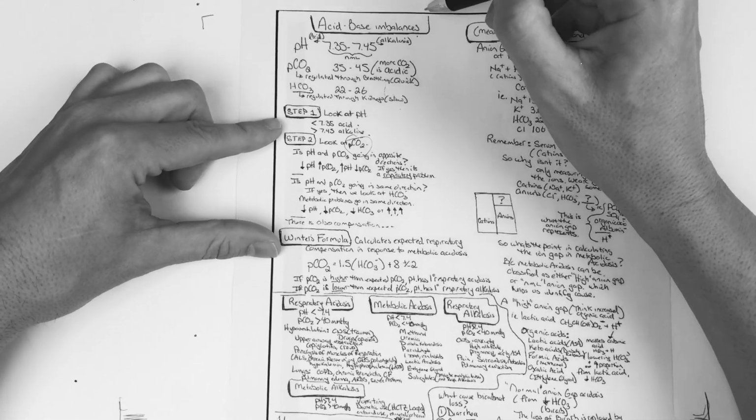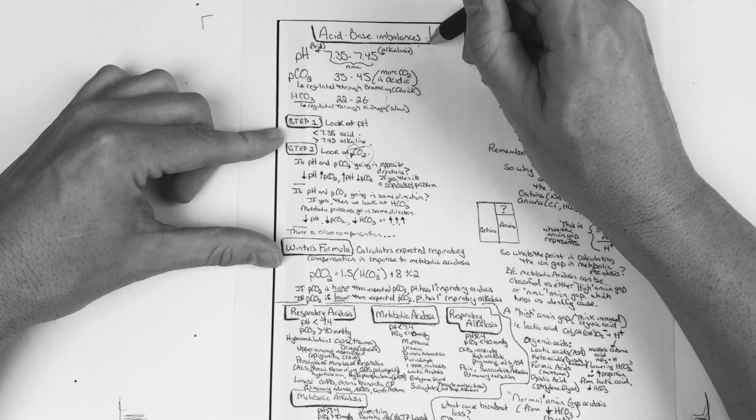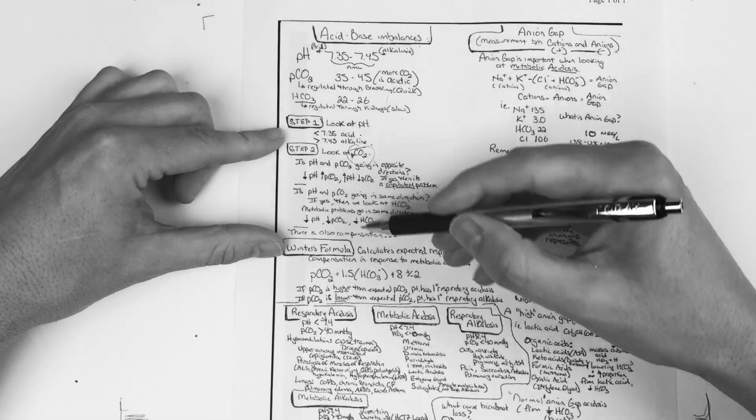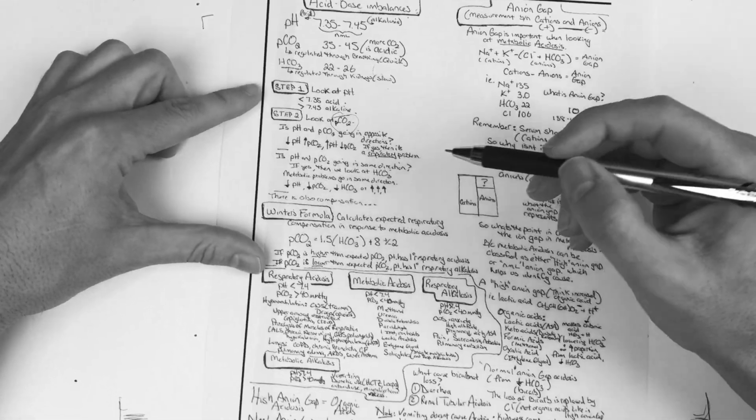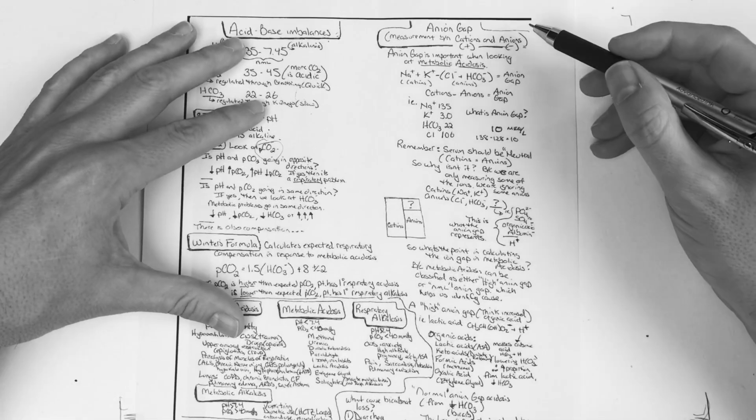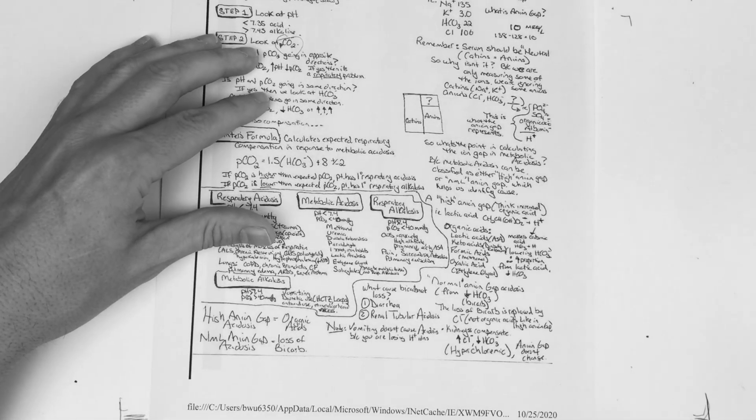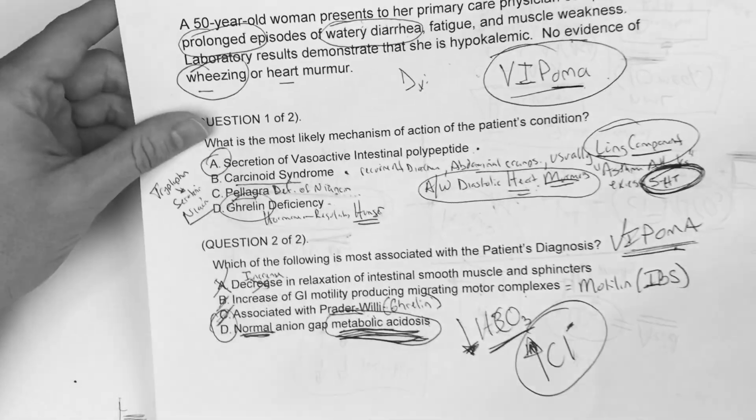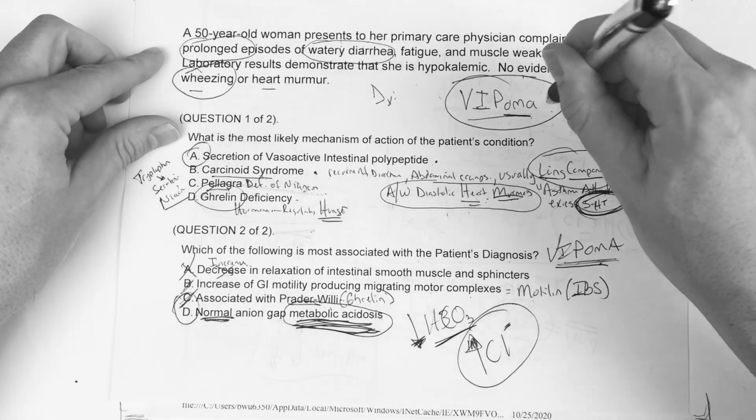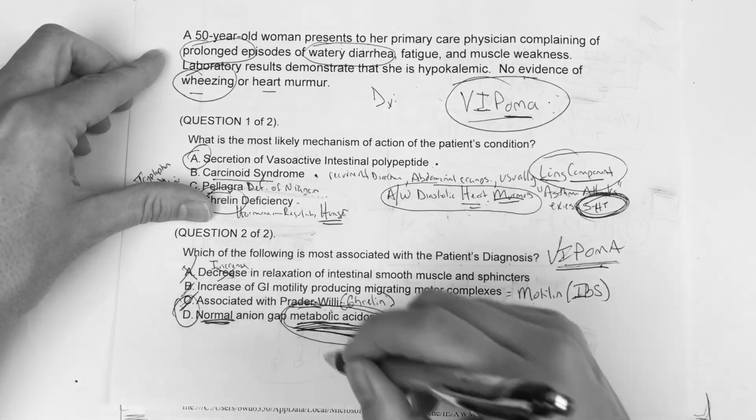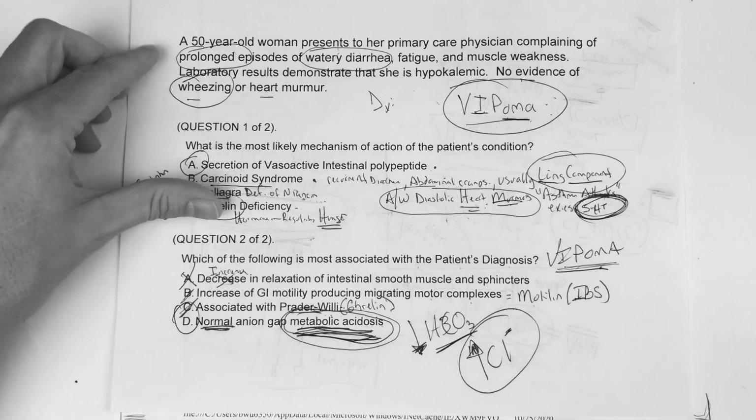And really, again, the only time I want to do acid-base is for the metabolic acidosis. And then later on, we can talk about Winter's formula. These are just some examples, and then this is just some calculations of how you could do it. But back to the original question: VIPoma, diarrhea, metabolic acidosis. Okay? Hope this was helpful, guys.